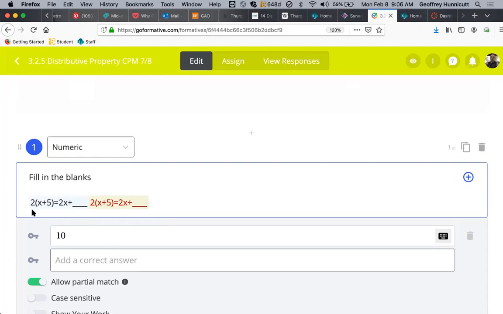Okay, here we go. So in this case, we would multiply through. We'd go 2 times x, that's the 2x, and then 2 times 5, and that's the 10. So that's all we have to do.